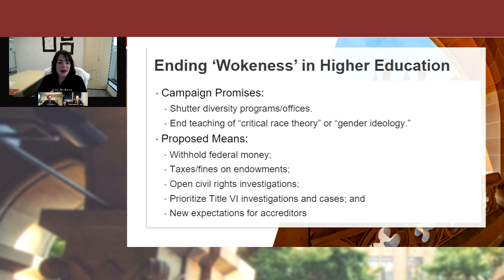And then also they have brought up maybe implementing new expectations for accreditors, and potentially using accreditation and their power over accreditors to have schools fall in line with these goals that they have. We've also seen this focus in a lot of state laws, particularly, I'm in Texas, we see a lot of DEI focus in some of the state laws that have come through recently. So that is something that we expect to continue as we move into the next administration.